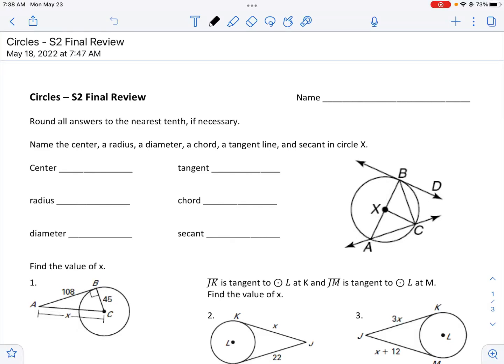All right, hopefully this video is pretty short because, well, we didn't do circles that long ago. So where's the center? Right here, point X. What's an example of a radius?